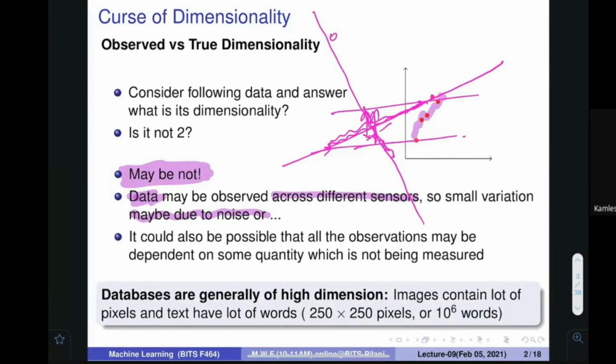If you are seeing things from a different perspective and not measuring the original thing, you will also think that the value captured by this camera and the value captured by that camera may be related. They are related, however their values are different. It is possible that all the observations depend on some quantity which is not being measured, and that's why they are related.